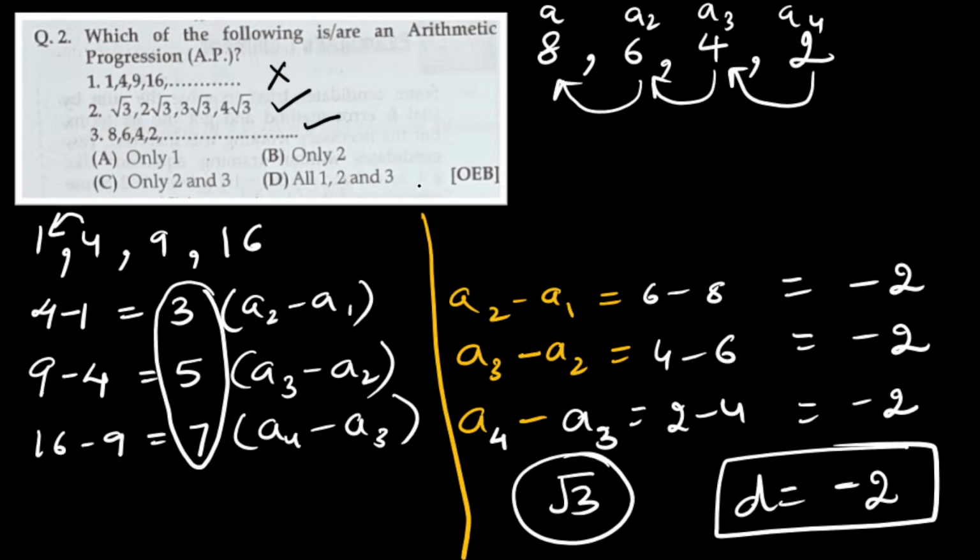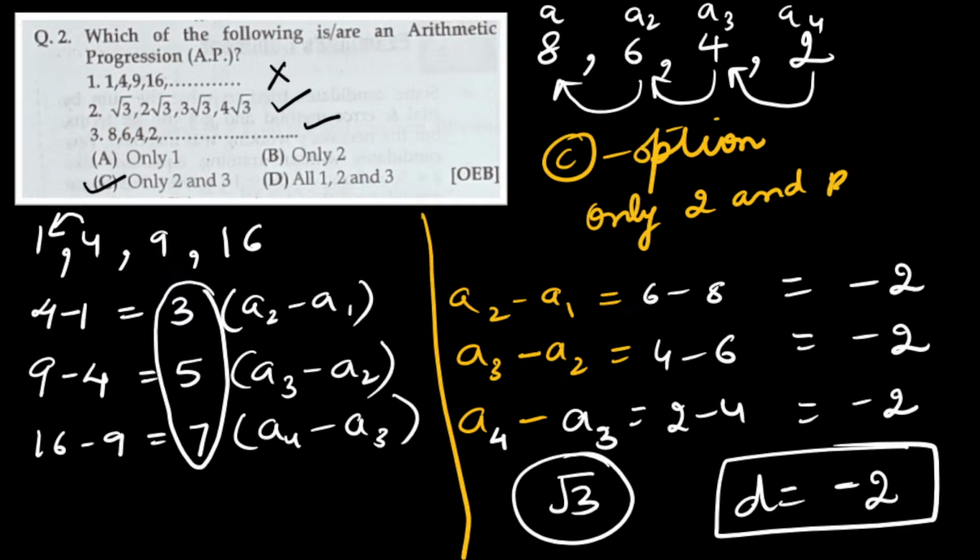So that means the third sequence is also an AP. So which option is the correct answer? Only second and third. First is not an AP. In the first you have seen the differences are different. So C option. You have to write the option and also the answer. Only 2 and 3.